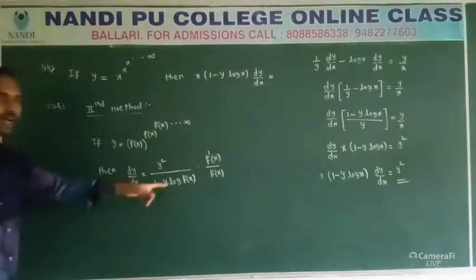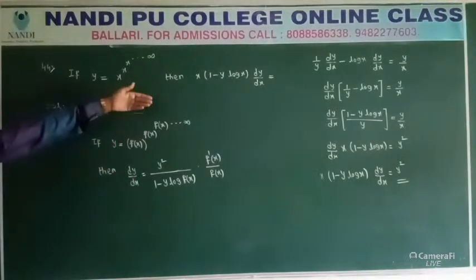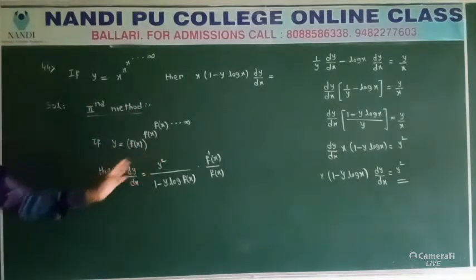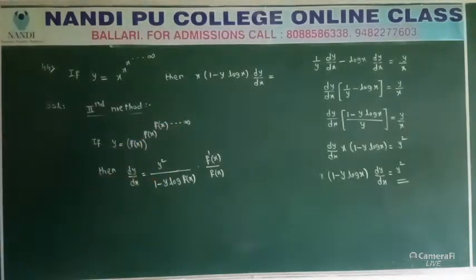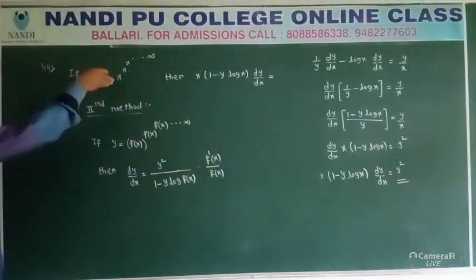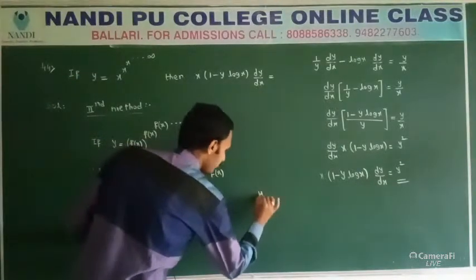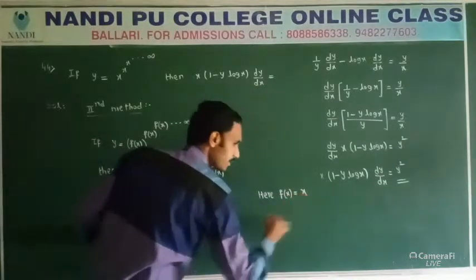I gave this formula in the synopsis also. If y is equal to f of x whole power f of x and so on infinity, then dy by dx is y square by 1 minus y log f of x into f dash x by f of x. Substitute this. According to the problem, what is f of x? If you compare to the given function, f of x is x.